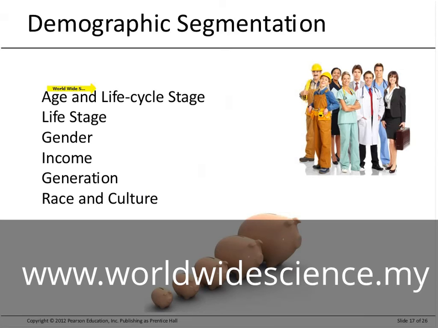Age and life cycle stage. For example, life cycle stage means whether people are married or single, retired, or employed. For example, people in childhood or adults. And life stage is which stage of life, like life cycle stage. And gender means male or female.